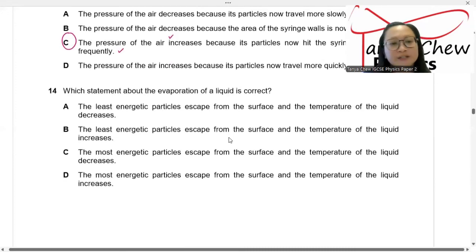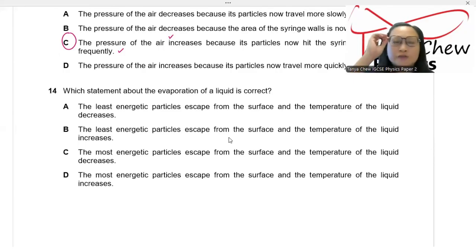Number 14, which statement about the evaporation of a liquid is correct? So evaporation gives rise to the cooling effect. Remember that? Why cooling effect? Because the most energetic particles have already escaped, leaving behind the less energetic particles. Less energetic particles means less kinetic energy. Less kinetic energy means temperature is lesser, right? So the most energetic particles escape from the surface and the temperature of the liquid decreases. C is the answer.